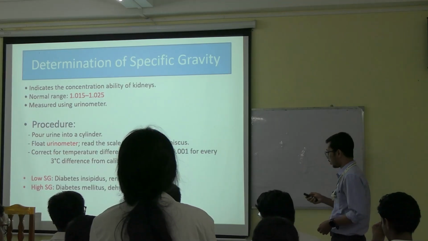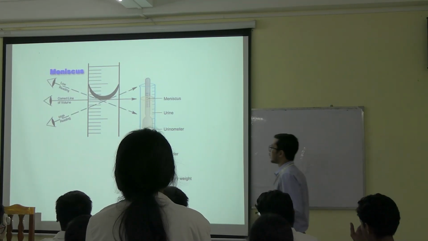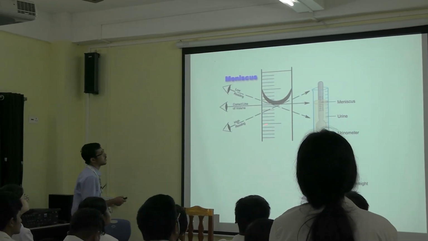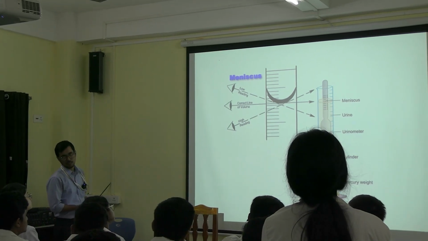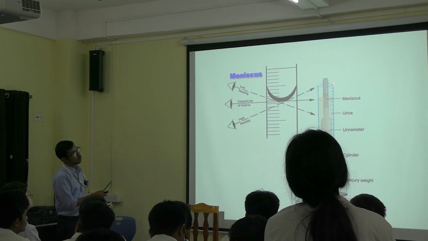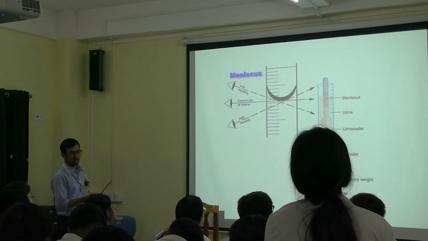So here we will see, this is the meniscus. This is the lower part. We have to take the lower part, and the correct way of reading is horizontal. And this is the urinometer. So here we can get the actual reading. You can see.